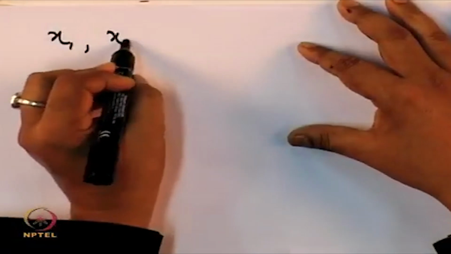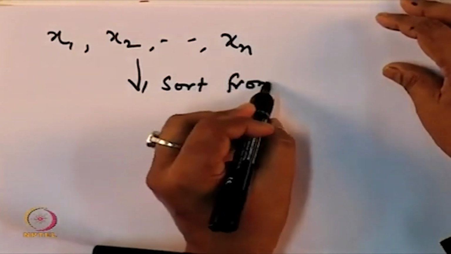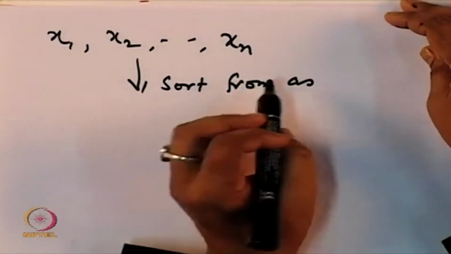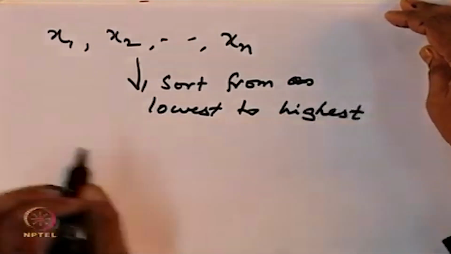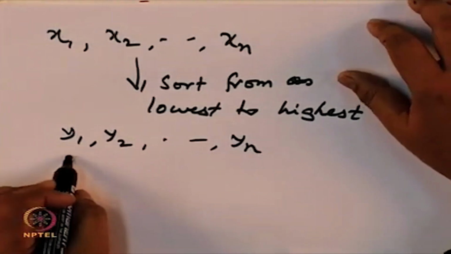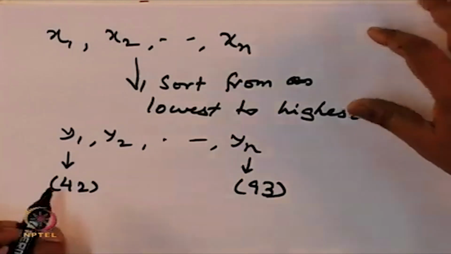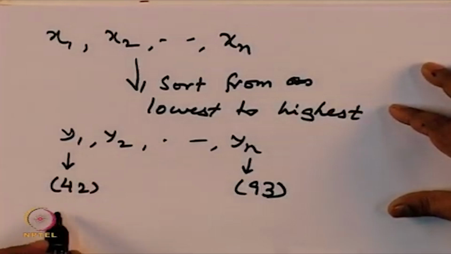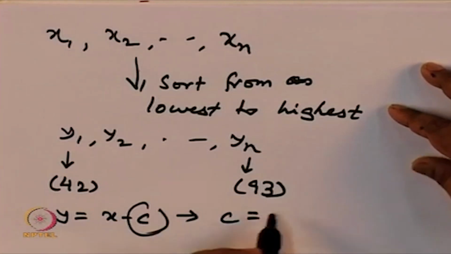Okay. So, one simple rule of thumb is, if you have all these numbers, let us say x1, x2, dot dot xn, you first sort them from lowest to highest. Okay. And let us say we call that y1, y2, and so on and so forth, yn. So, in our previous case y1 was roughly 42 and yn is roughly 93. Okay. So, what we can now do is have this transformation y is equal to x minus c, where c is nothing but what we chose, the average of y1 and yn.